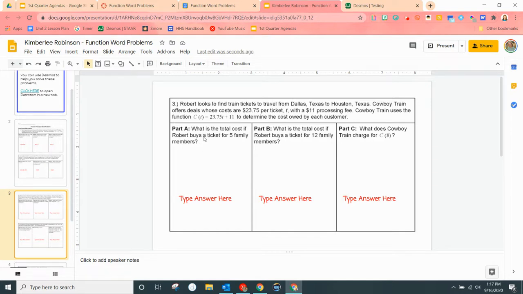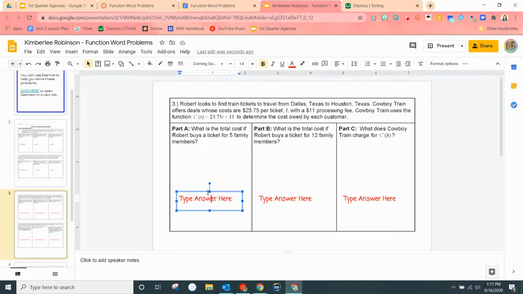What's the cost if Robert buys a ticket for 5 family members? Okay. So I need the cost. I need C of how many tickets did I buy? How many tickets? If he has 5 family members, he's going to have to buy a ticket for each one. So I need the cost of 5. I need to put an input of 5 in for my ticket function here.